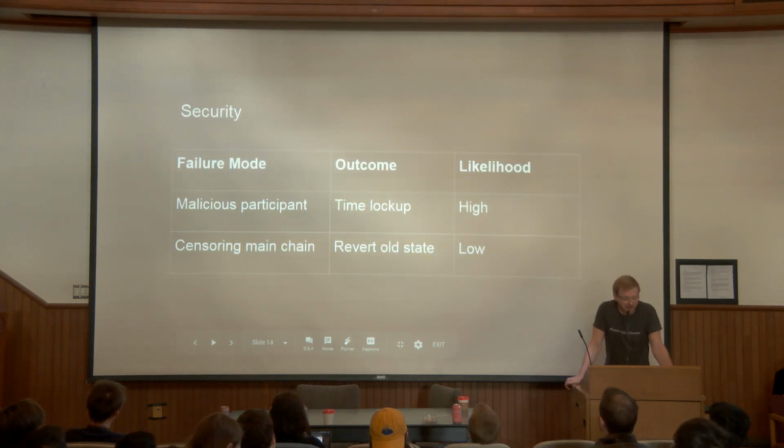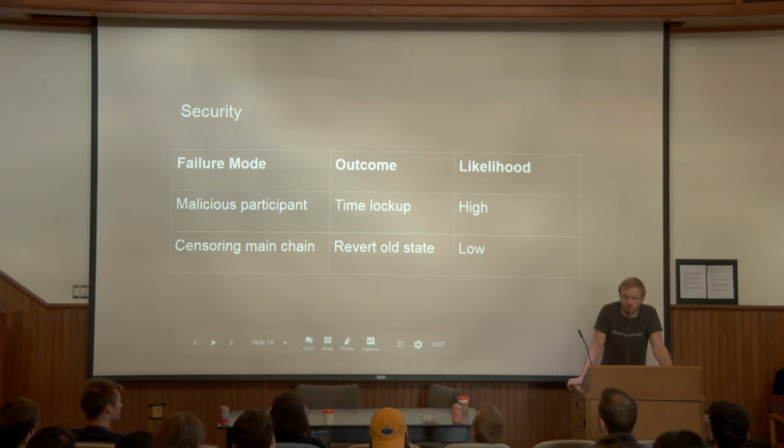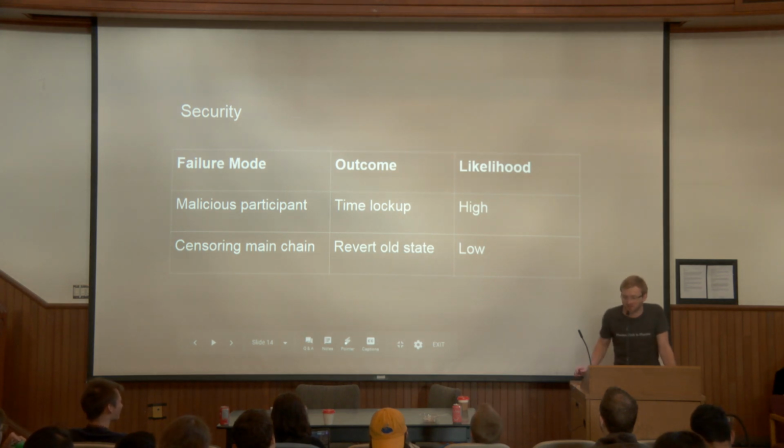Of course, there is a second failure mode, which makes things a lot worse if it's together with the first, which is a censoring main chain. In that case, we can revert to an old state, which means that we can lose some safety properties if there's main chain censorship. If Phil is here, I would say fight me, because I think that this is unlikely. And if we have long timeouts, there's reasonable economics at play there.